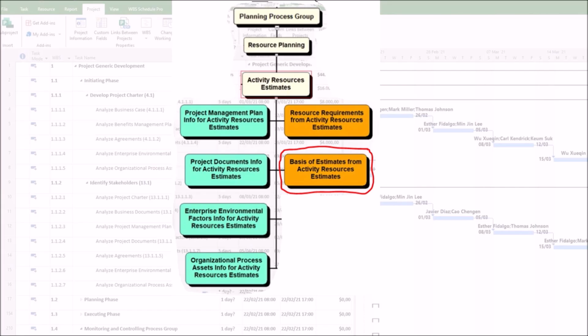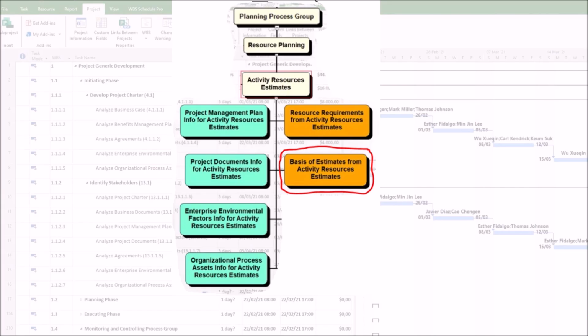Fifth, range of estimate and confidence level. Good estimates are not single points. They are ranges, such as plus or minus 15%, or optimistic, 80 hours, most likely, 100 hours, pessimistic, 140 hours. Sixth, risks and inclusions, exclusions. What risks could impact the estimate? What is explicitly included or excluded from the estimate? For example, this includes setup time but excludes time for management reporting.